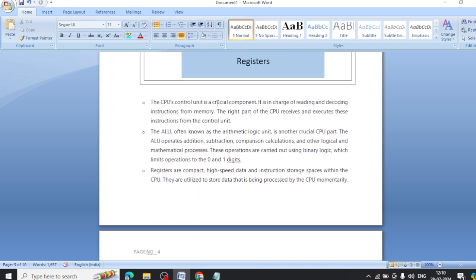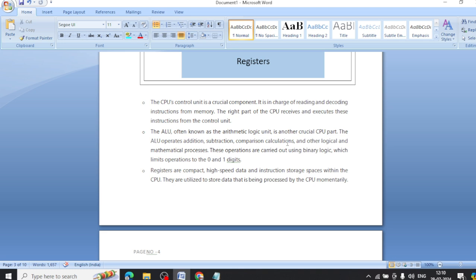The CPU control unit is a crucial component. It is in charge of reading and decoding instructions from memory. The right part of the CPU receives and executes these instructions from the control unit. The ALU, often known as the arithmetic logic unit, is another crucial CPU part. The ALU performs addition, subtraction, comparison, calculation, and other logical and mathematical processes. These operations are carried out using binary logic, which limits operations to the digits 0 and 1.